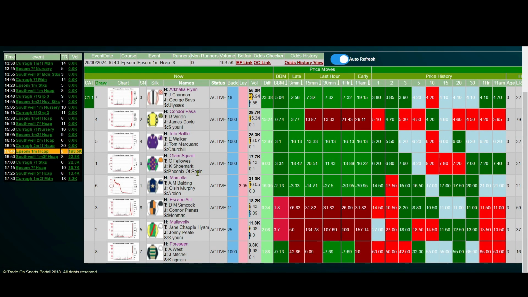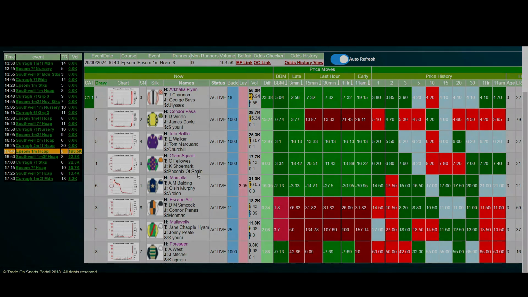Okay, so there Arcadia Flynn flying at the death, didn't quite make up the ground. Interesting race there, with quite a few horses backed, but we are sticking with this criteria 1.1 regardless of that. So let's move on to the next.